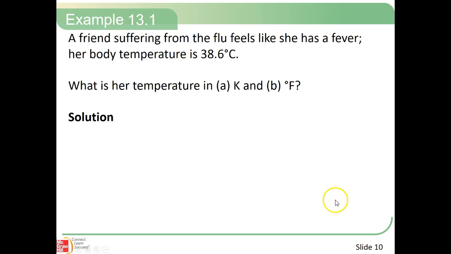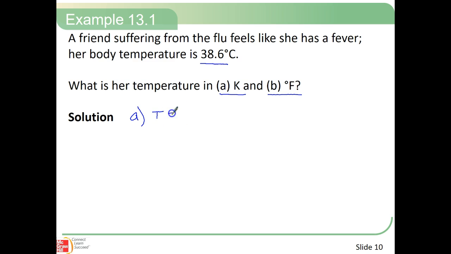For example, 13.1, we have a friend suffering from the flu. They say that her body temperature is 38.6, but because we live in the United States, we use the English system, so let's convert this first to Kelvin, so we can do it in the physics world, and then we can do it in the United States, which is degrees Fahrenheit.